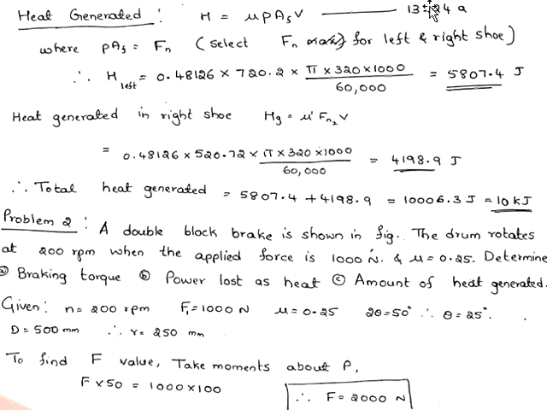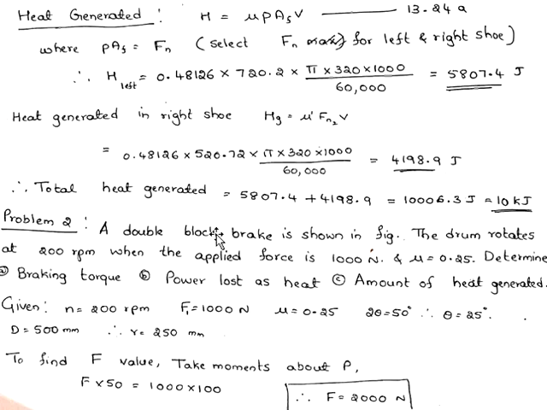This is equation number 13.24a. Mu value is known, mu dash we have to substitute. Fn1 is known. Velocity is pi dn by 60,000. You will get h1. After that, calculate what is heat generated in right shoe. Here instead of Fn1 we have to substitute Fn2. You will get heat generated in right shoe. Add heat generated in left shoe and right shoe. You will get total heat generated.